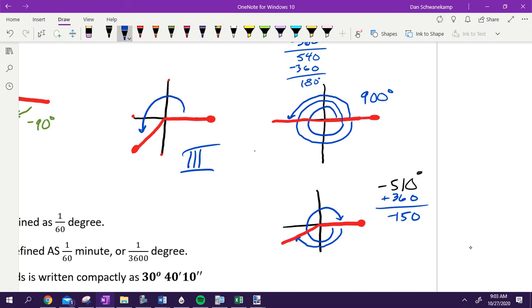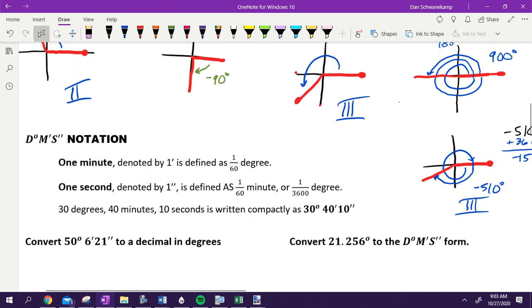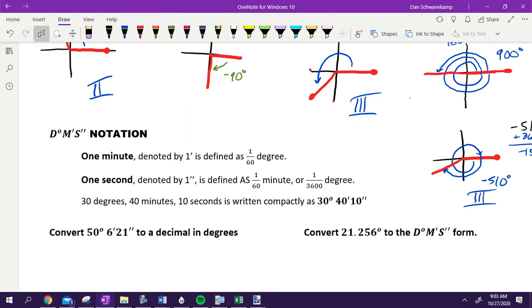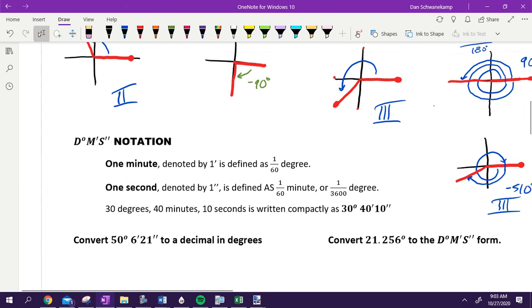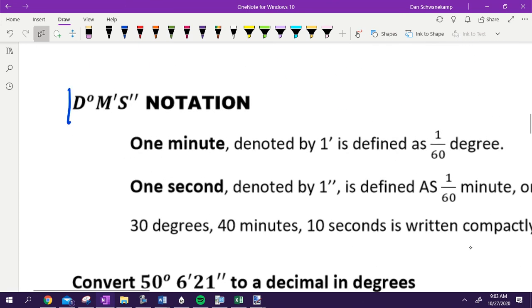There's my angle. It is negative 510 degrees, and I'm in quadrant 3. Makes sense on how we draw angles? Great. Let's talk about angles in degree, minute, and second notation.